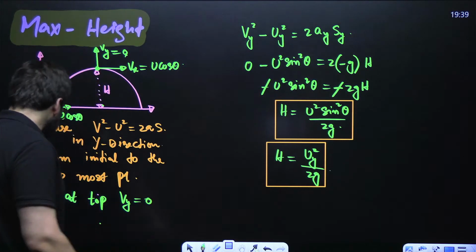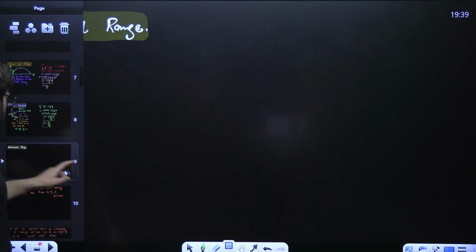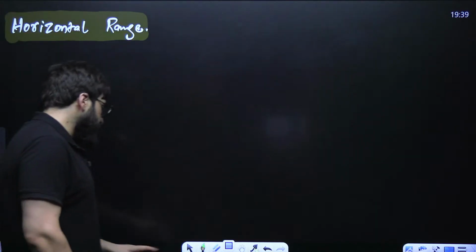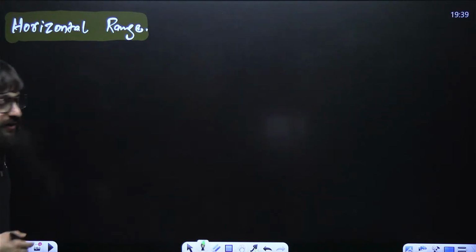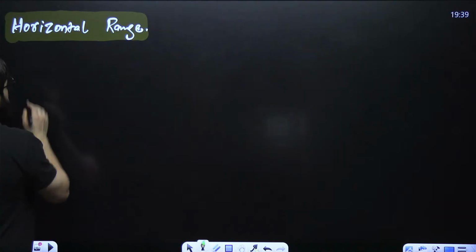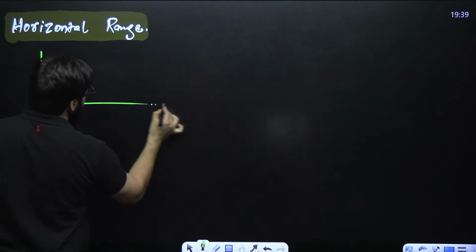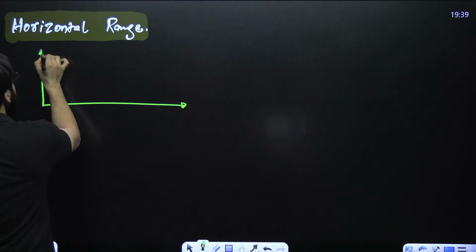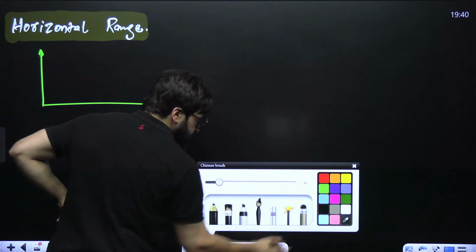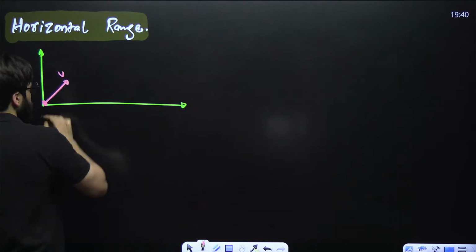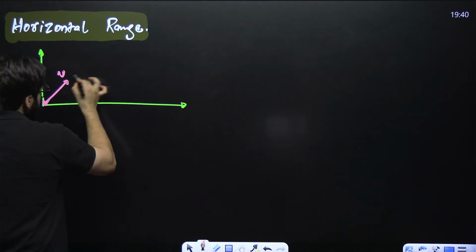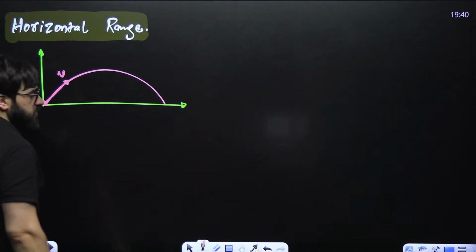Now, let's move on to the next topic. The next topic we have over here is what we call the horizontal range. Guys, let's suppose in this particular case you are throwing a projectile with a velocity, let's suppose u. We know that it will go something like this and fall over here.